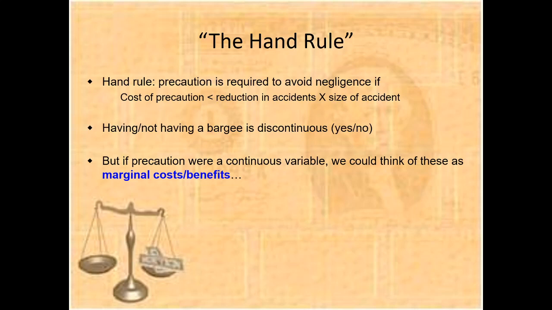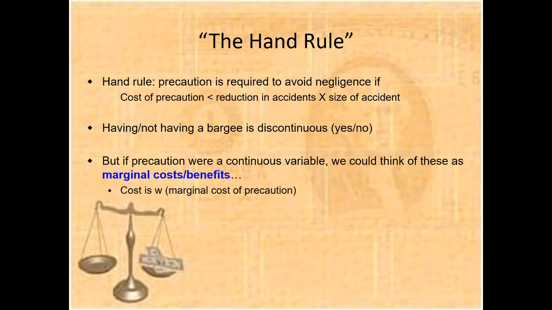When somebody says that precaution is necessary, it is because every company has to foresee the cost they are going to inflict upon others. If they cannot, then they have the responsibility for this cost, right? Whether they are having a barge or not is a different question, but they should know at least that if there is a problem they are responsible. There is always a cost involved, but if precaution were a continuous variable, we could think of this as a marginal cost or benefit.